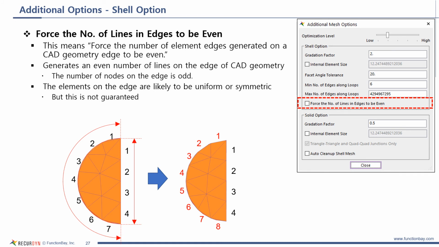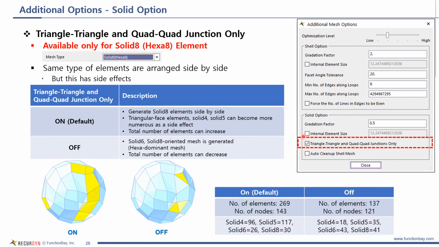To create a symmetric mesh or uniform mesh correctly, you need to use a manual mesh with an option such as imprint.